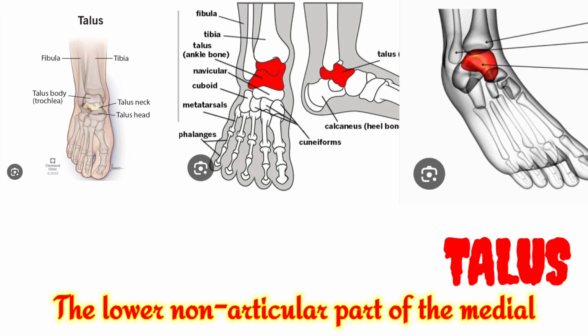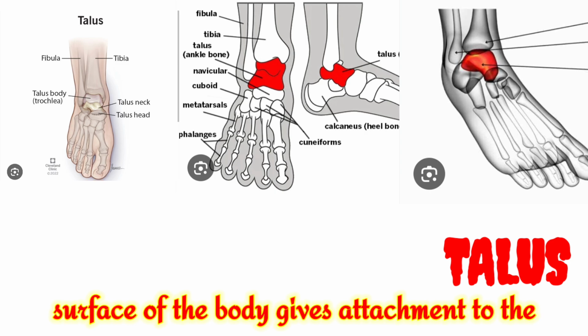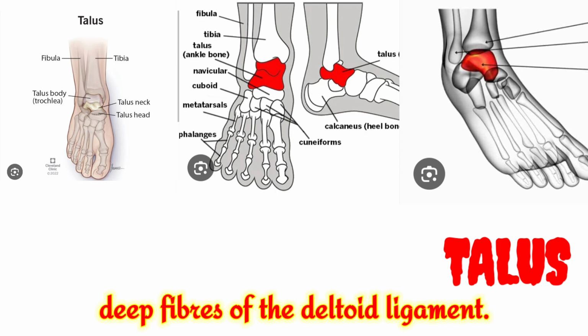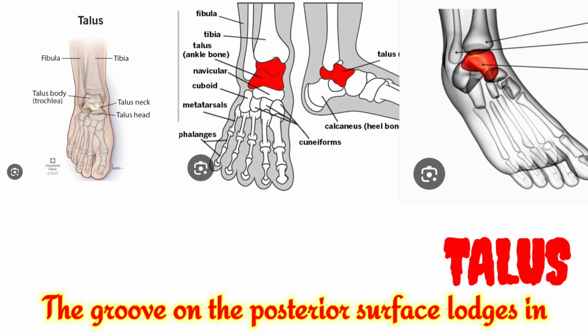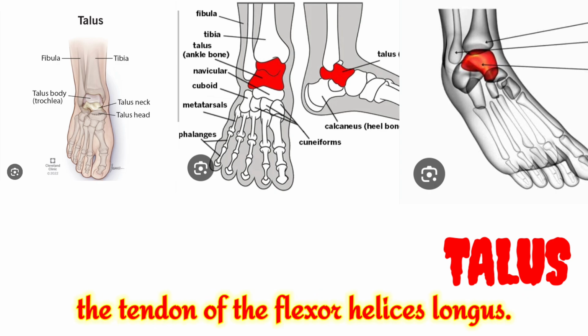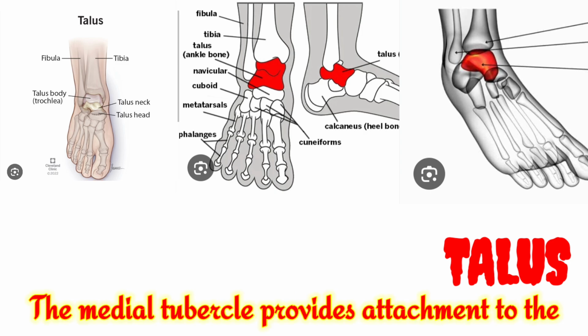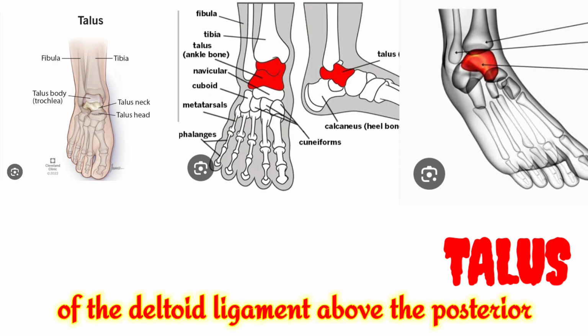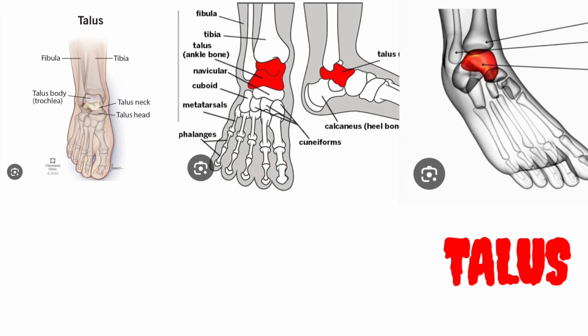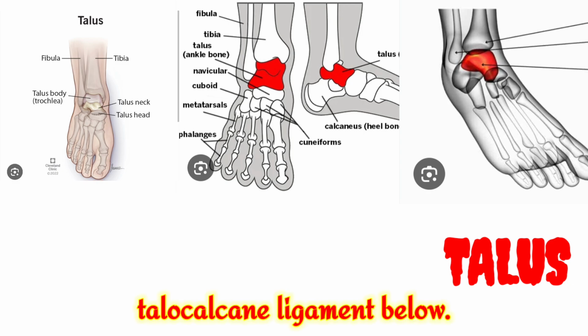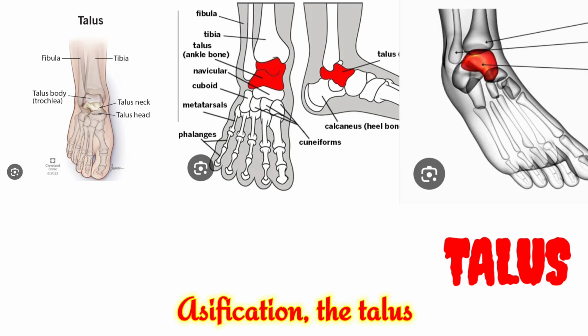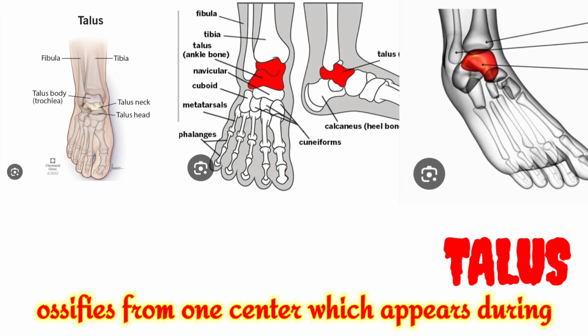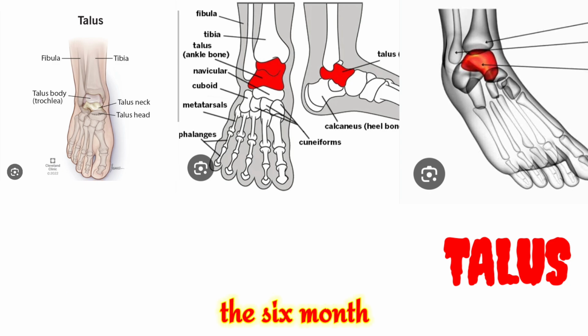The lower non-articular part of the medial surface of the body gives attachment to the deep fibers of the deltoid ligament. The groove on the posterior surface lodges the tendon of the flexor hallucis longus. The medial tubercle provides attachment to the superficial fiber of the deltoid ligament above, the posterior talocalcaneal ligament below.